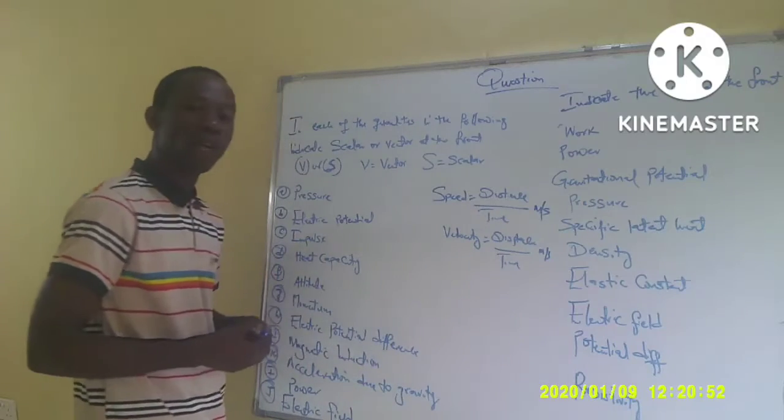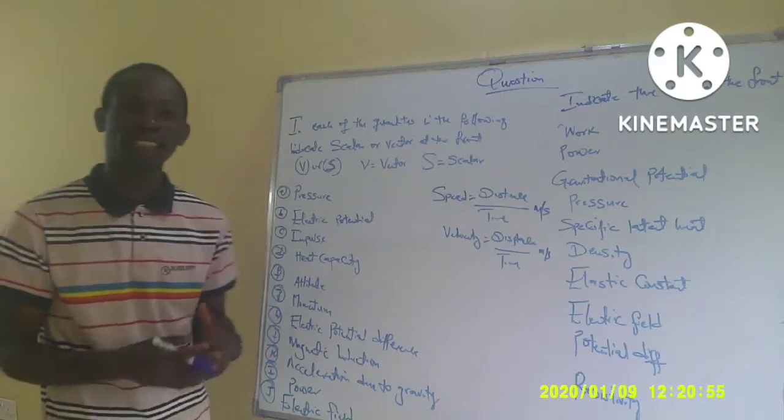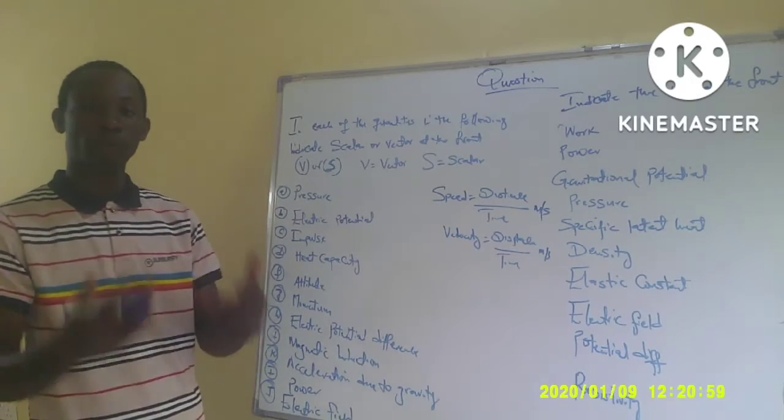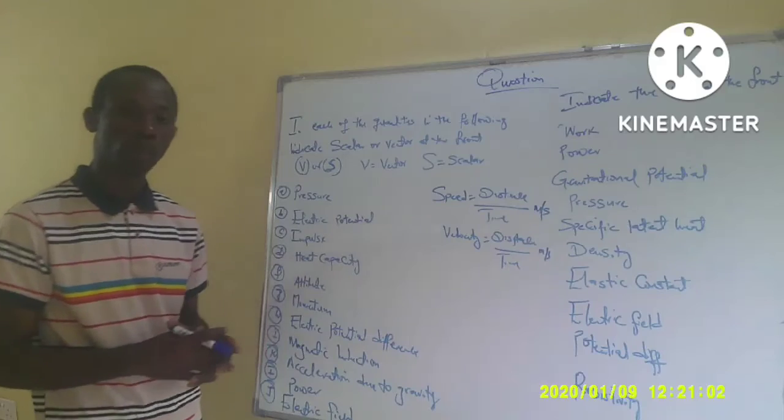So you need to know, we can say speed is the distance moved by an object, while velocity is the distance moved by an object in a specified direction. So just briefly note that.